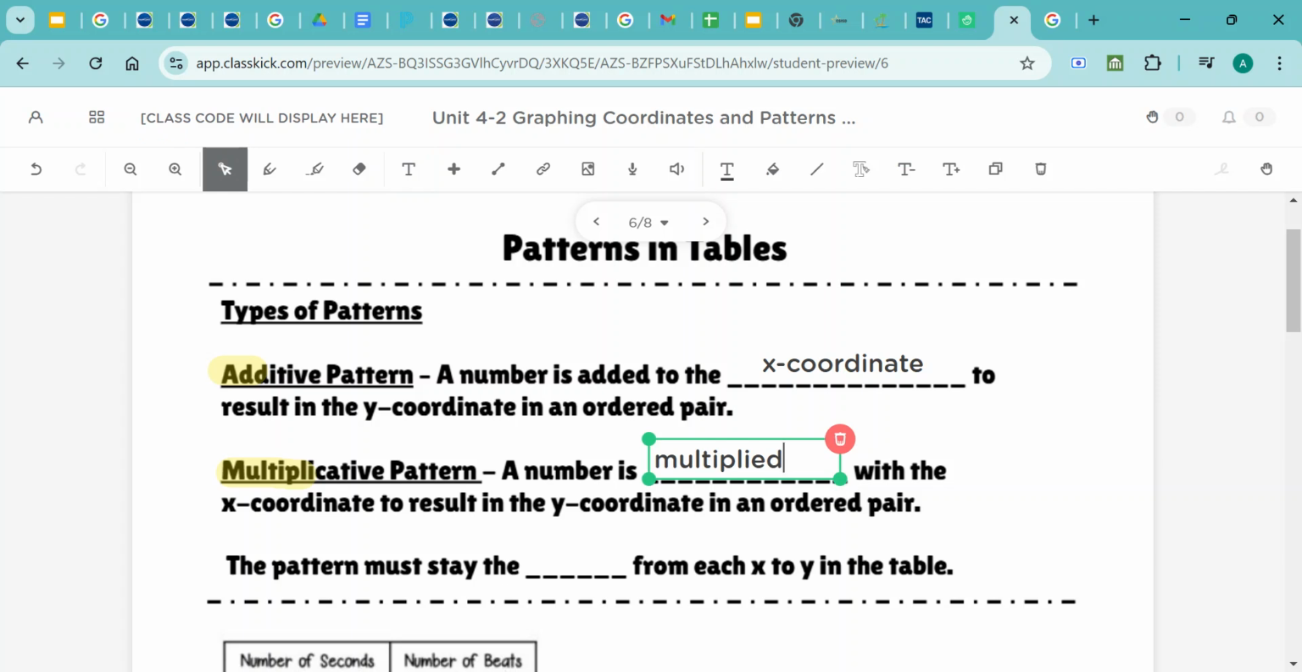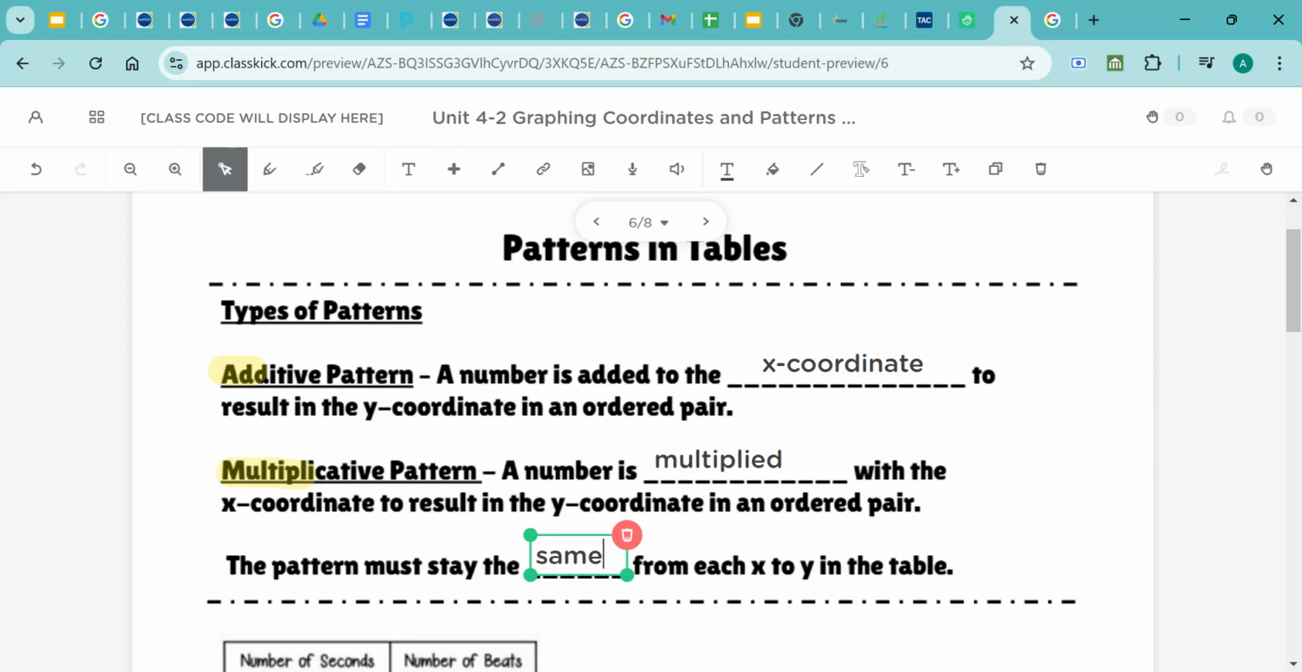Now, whenever you're looking for these patterns in these tables, it's important that you understand that the pattern has to stay the same for it to be a pattern. What I mean by that is, if you're looking at one single table, the pattern to get from one part of the table to the other part should always stay the same. Meaning if we're adding a number, we're going to add every time. If we're multiplying a number, we're going to multiply all the way down.